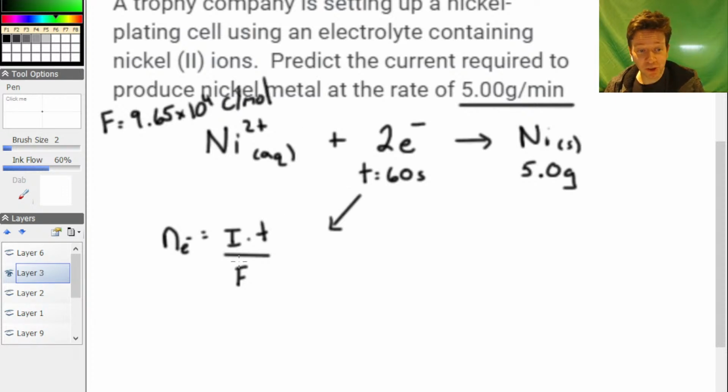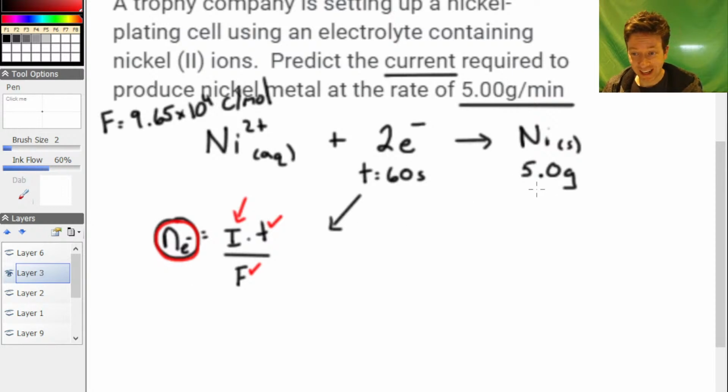Okay, but we don't know current, so I can't figure out the number of moles there. But current is what I'm searching for. So if I simply knew the number of moles of electrons, then I can use this equation to find current, because I know time and I know Faraday's constant. Okay, well, how can I figure out the number of moles of electrons without using this equation?